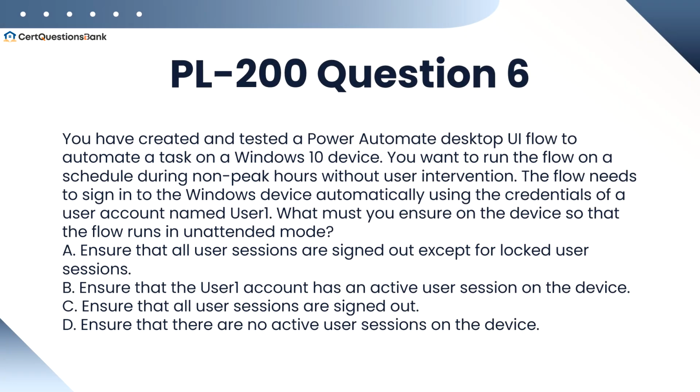You have created and tested a Power Automate desktop UI flow to automate a task on a Windows 10 device. You want to run the flow on a schedule during non-peak hours without user intervention. The flow needs to sign into the Windows device automatically using the credentials of a user account named User1. What must you ensure on the device so that the flow runs in unattended mode?